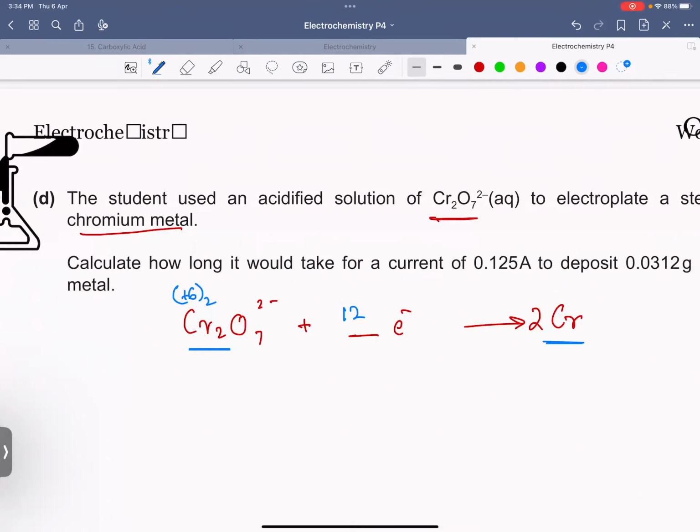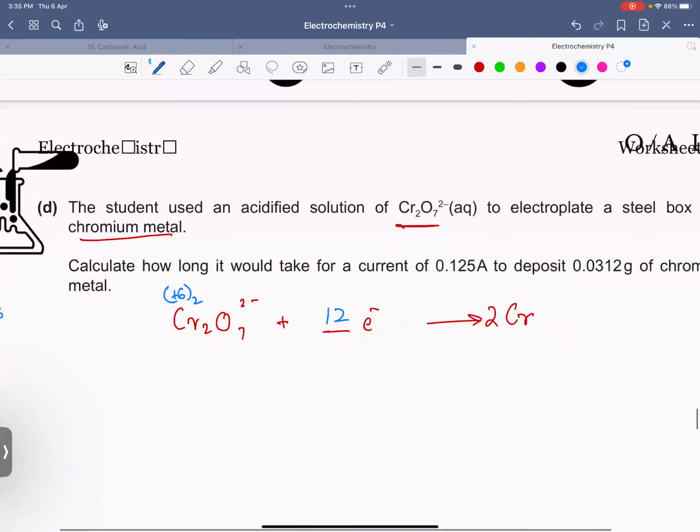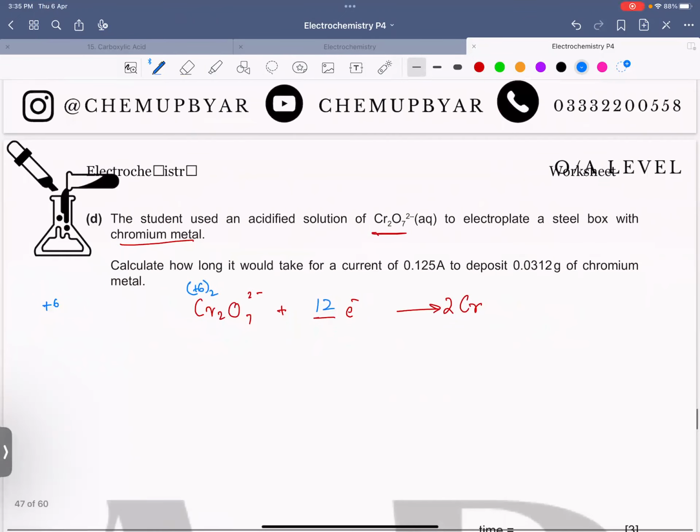So +6 is the oxidation number of one chromium, but as 2 chromium atoms are being formed, there must be 12 electrons over here. Is this understandable? So now you got the ratio. Now you do the further calculation. Just show me your work, and everybody else, as you complete it, WhatsApp me.